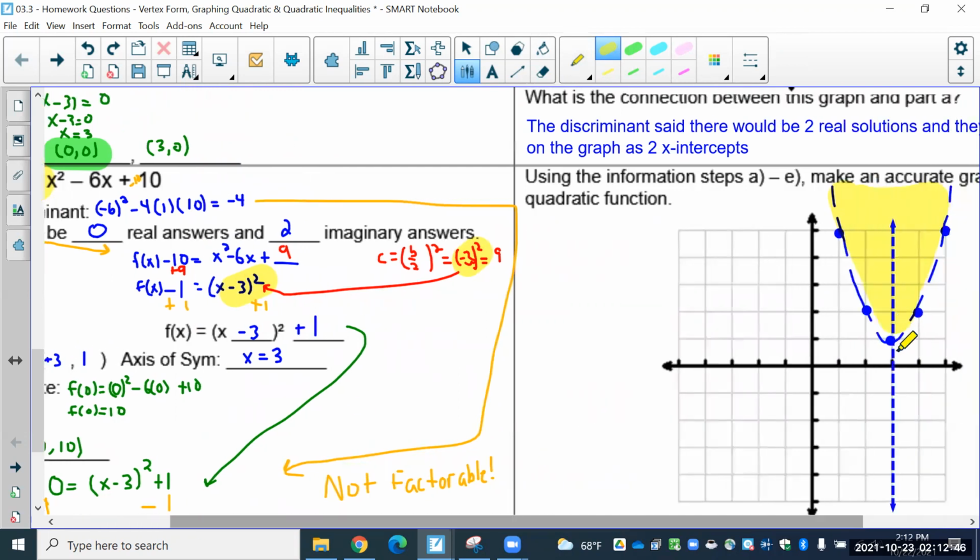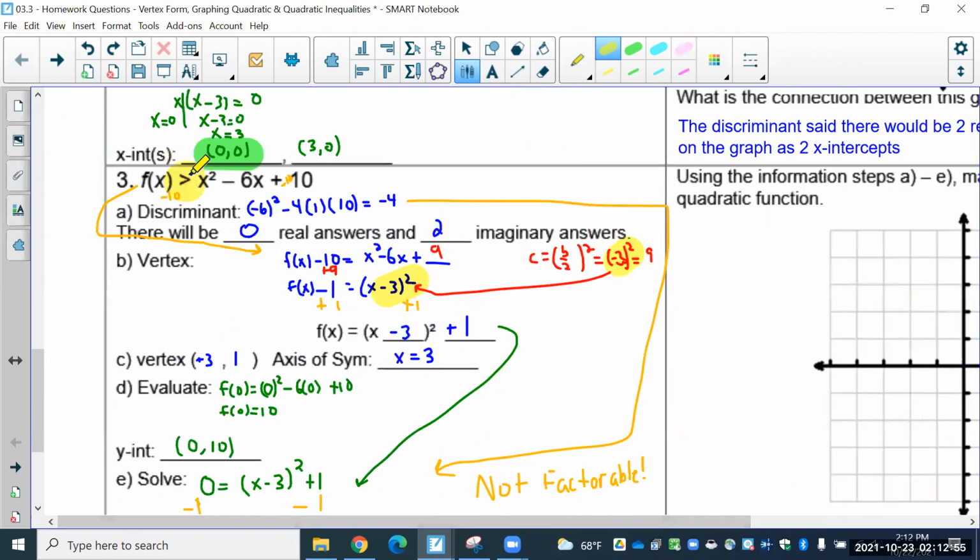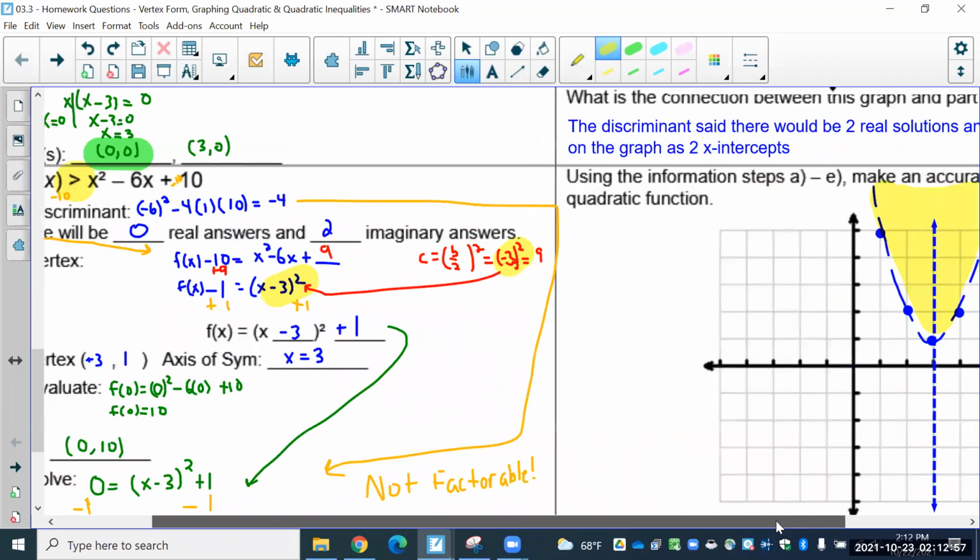I can graph it, right? 3, 1, 1, 1, 2, 4, 1, 1, 2, 4. You can see there's no x-intercepts. So why did I shade above? On this particular problem, I did sneak in the greater than sign, which means shade above and make it dotted.